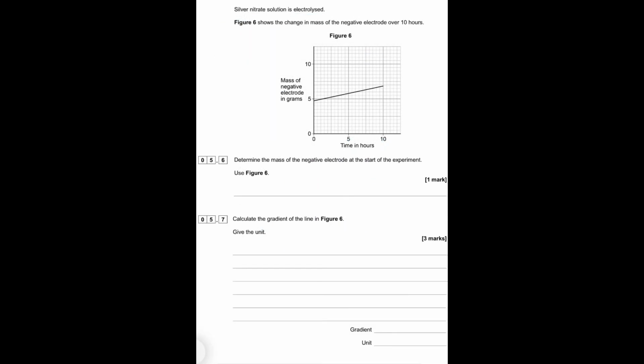Silver nitrate solution is electrolysed. Figure 6 shows the change in mass of the negative electrode after 10 hours. So determine the mass of the negative electrode at the start of the experiment. At the start, we're looking at 0. So we've got to work out what this is here. So we can see that every 2 squares is 1 gram. And we can see that our point that we're trying to work out is in the middle of that last square next to 5, so that would work out at 4.75 grams.